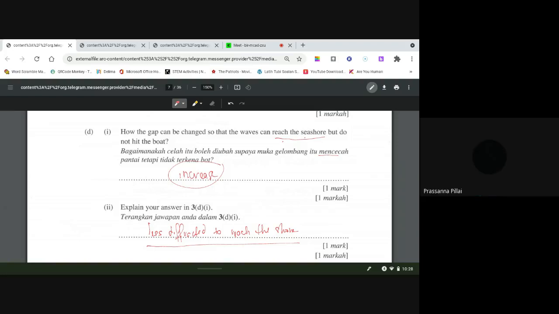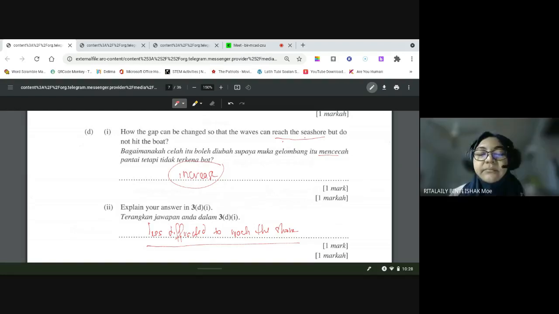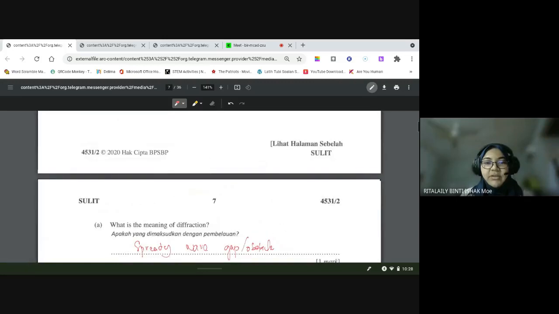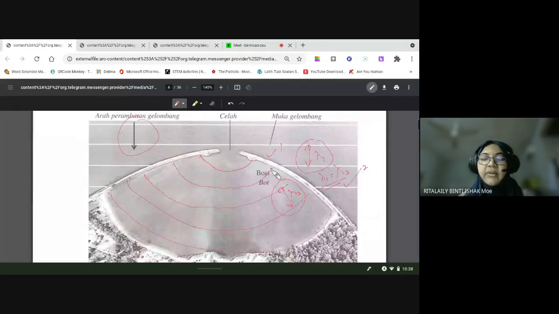Teacher? Yeah. But at the same time, they don't want the wave to hit the boat, right? So if we use a bigger gap, then the energy will be more. So wouldn't it hit the boat? Okay. Boat tu kat mana? Kejap. Let's look at the diagram. Okay. Tengok boat tu kat mana. Boat tu dekat tepi ni kan. Okay. If the gap is smaller, so the wave will be more circular. So it will hit the boat.